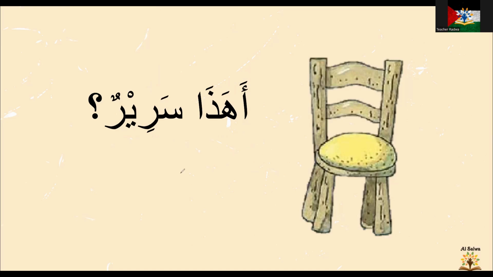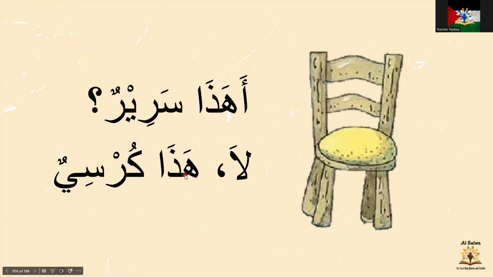What does no mean? Was it نعم? No, it was لا. So we say لا. This is a chair. This is means هذا, and a chair means كرسي. So the answer now is لا هذا كرسي.